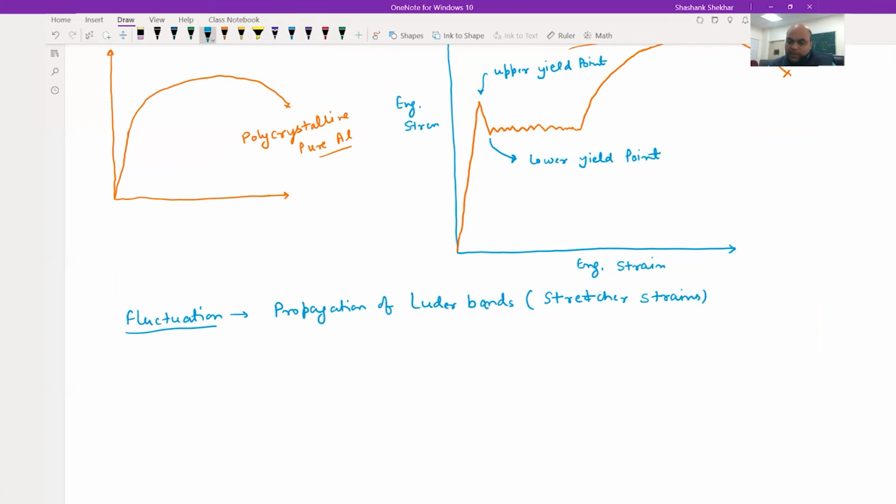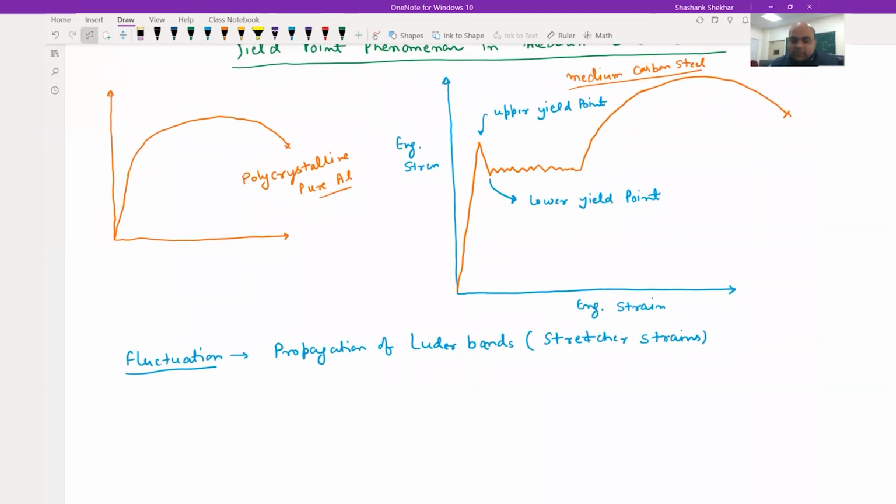Okay, so we have upper yield point, then lower yield point, and then we have a fluctuation, which is because of the propagation of Lüders bands. And I'm going to explain each one of this terminology. And then we see what you have already learned in the case of, say, polycrystalline pure aluminum. So you see strain hardening, then this particular point on the top, we have UTS, and then this is a fracture point. Okay, so this is the difference between polycrystalline pure aluminum and medium carbon steel.